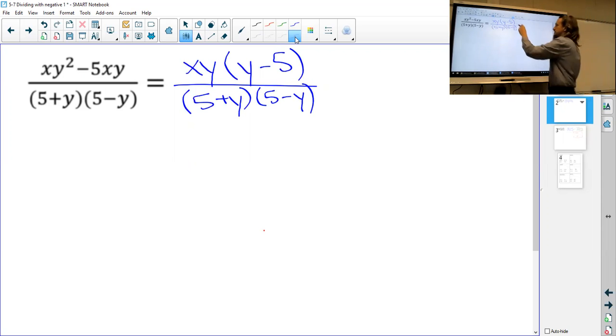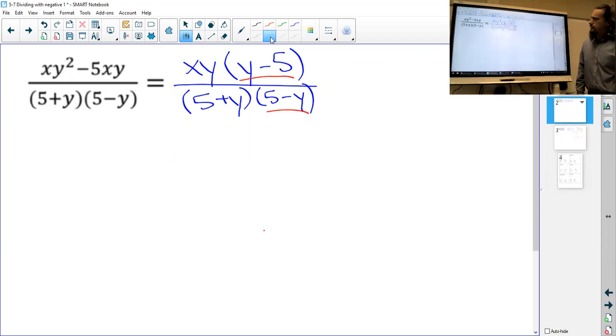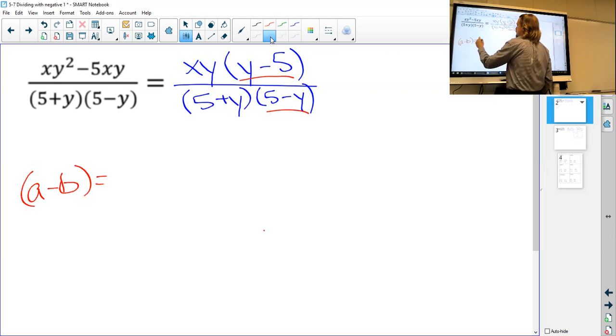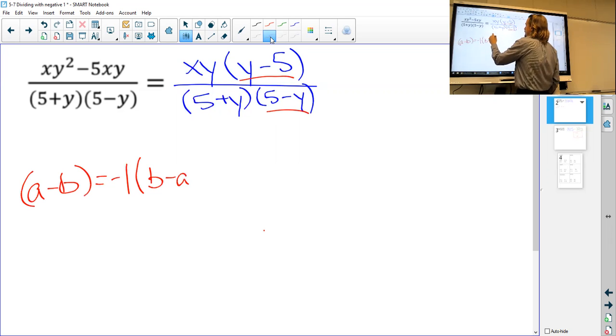So what probably stands out to you is we have y minus 5 and 5 minus y, which are very similar, but they're flipped around. So we can't cancel this out the way it stands, but we can factor something out, and then we can cancel it out. So there's a property for this, and it says that a minus b is equal to negative 1 times b minus a.